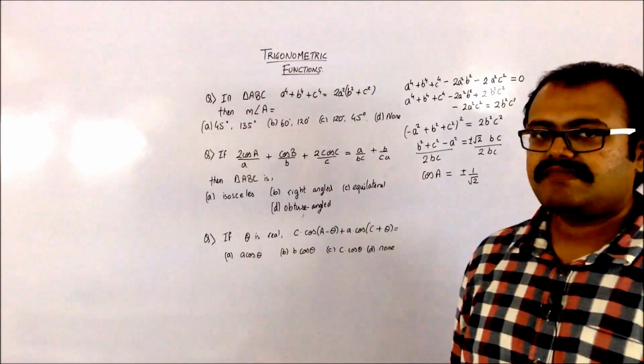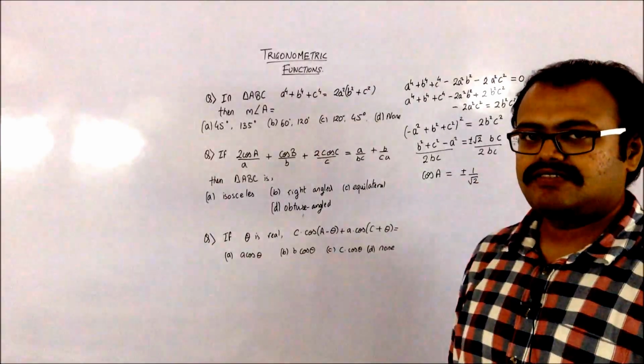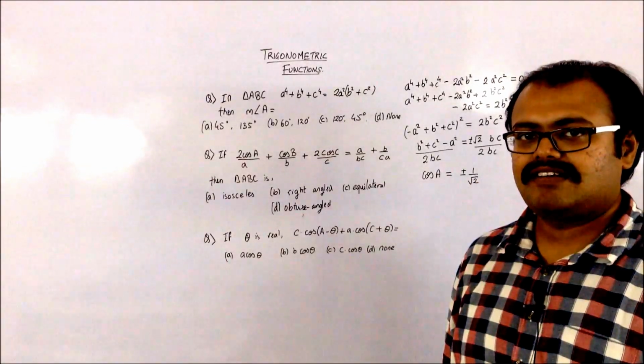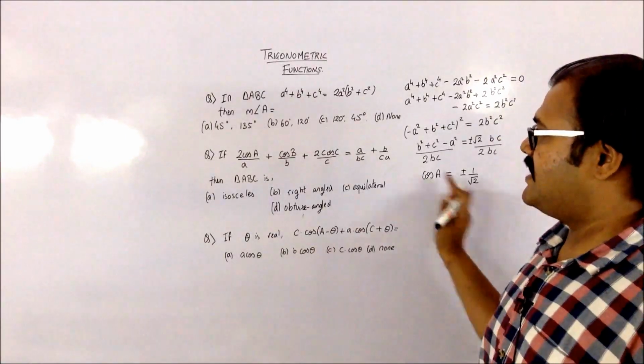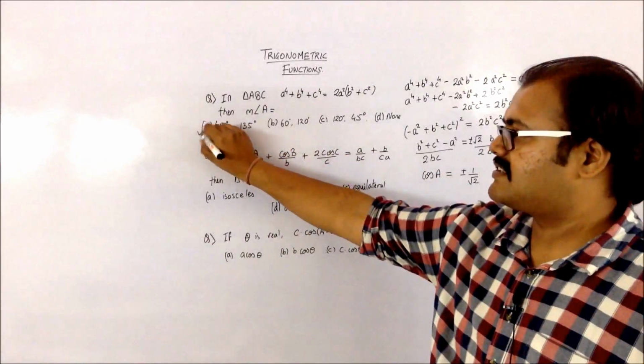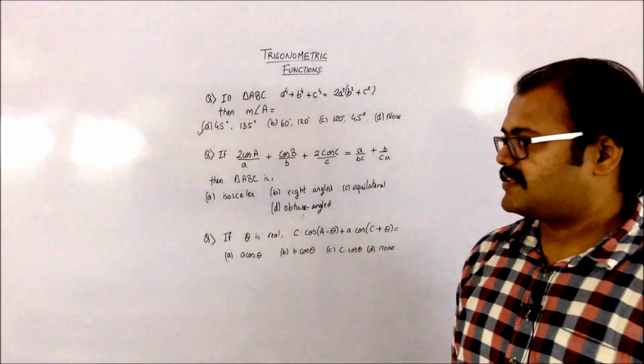So if I consider the positive angle, that is 1 by root 2, then A will be having a plus 45 degrees. For the negative value, it will be having a plus 135 degrees. So that's your option A. Moving on to the next one.